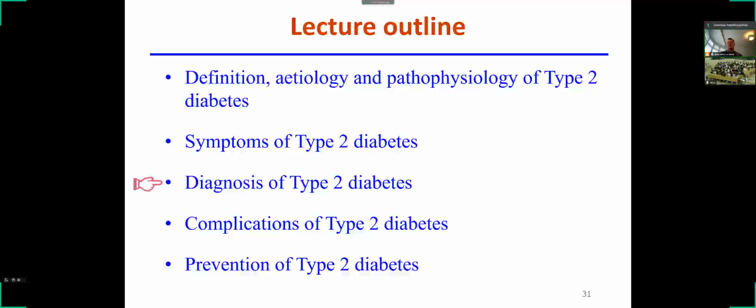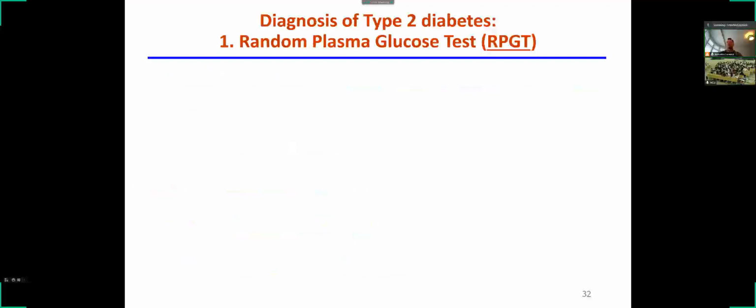So how do we diagnose type 2 diabetes? Typically, we work via glucose tests, and remember, the timing of testing is quite important, and this also becomes an issue for glucose. So the first test for type 2 diabetes is the random plasma glucose test, or RPGT.